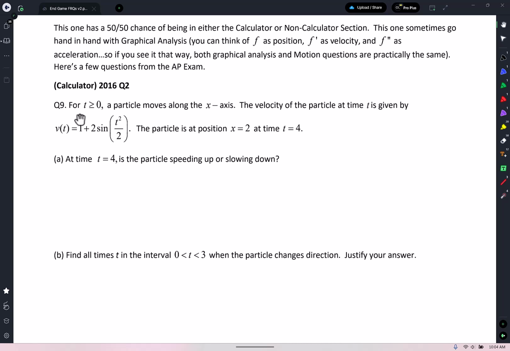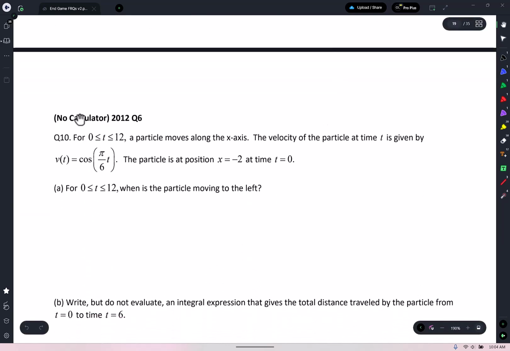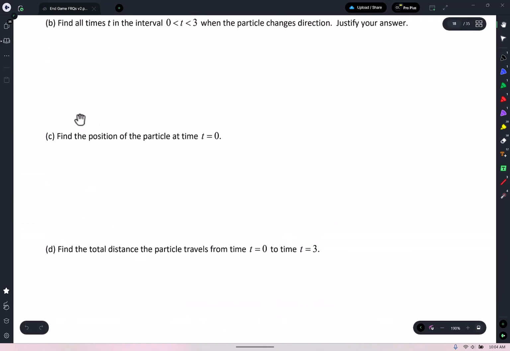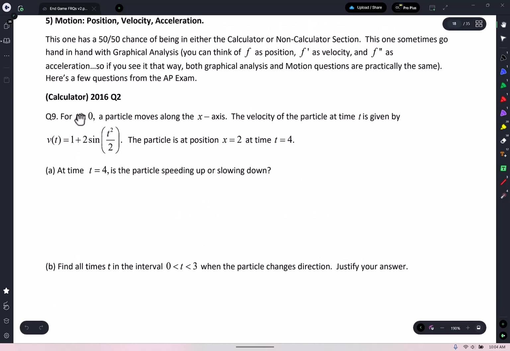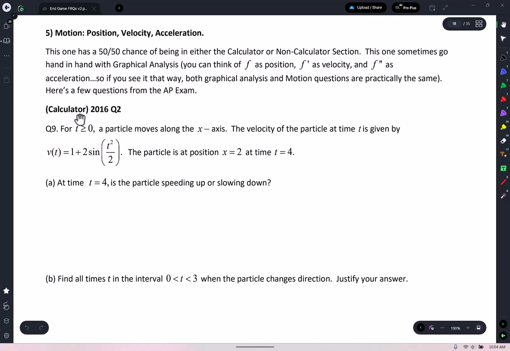It's a 50-50 chance. I do not know where they're going to put it. It's possible you can have a position, velocity, acceleration question on the calculator section, like on this one, in 2016. Or it's possible that they'll put one on the non-calculator section. I'm almost 100% sure that you will get a position, velocity, acceleration question, because it's pretty much almost automatic. So let's go through it and see if we can improve on our game.